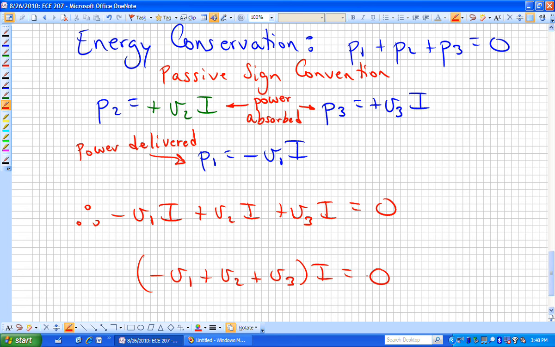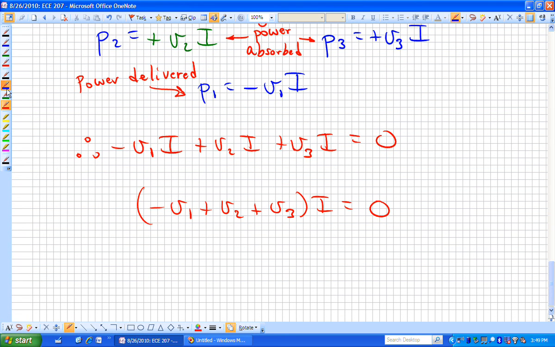We can actually assume that I, for a non-trivial case, is something other than 0, and we can divide it out. We can divide both sides by that I, and doing that allows us to conclude the relationship that we're really after, which is what we'll just use now. From now on out, we'll just use KVL. We won't go through all of this, but now we've tried to verify this for a very simple case, that the algebraic sum of the voltages around a mesh or around a loop sum to 0.